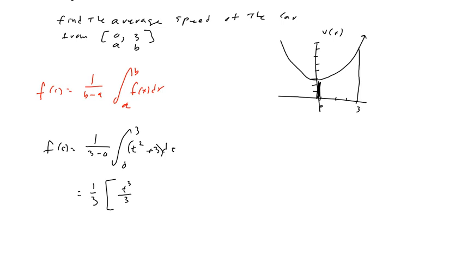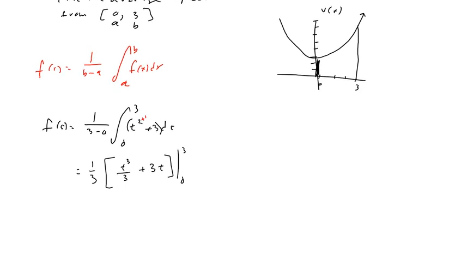Right, I add 1 to my exponent here, and divide by the new exponent. So add 1, add 3, then divide by 3. So t cubed over 3, plus my integral of 3. Remember when we're doing an integral, we are adding a variable. So this is going to be 3t. And I evaluate that from 0 to 3.